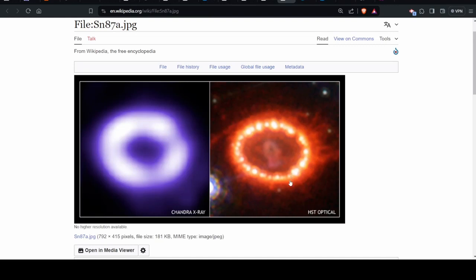That's just as the shockwave moves through that stellar material that was ejected earlier, it interacts with it, it clumps it, it ionizes it, and you see this ring of material.